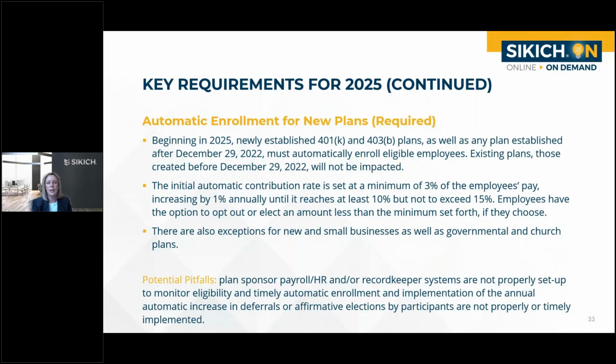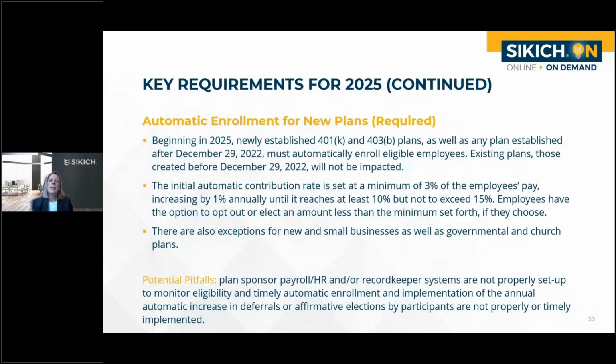and church plans. Now, as it relates to those potential pitfalls, similar to the previous slide, it's really important that plan sponsors are evaluating their payroll and HRIS systems, as well as their record keeping systems, to make sure that those systems are properly set up to monitor eligibility and to also timely enroll those individuals that are subject to these requirements as well.